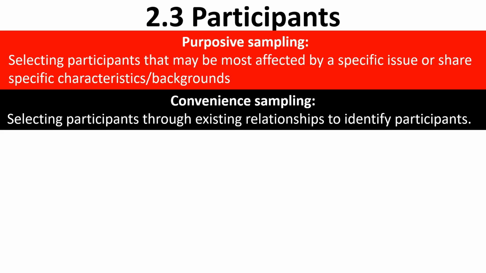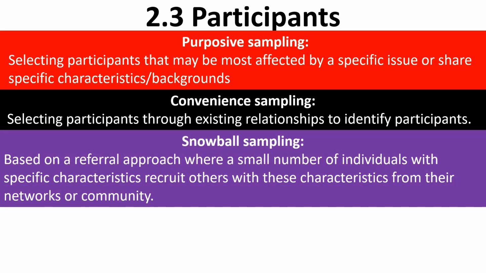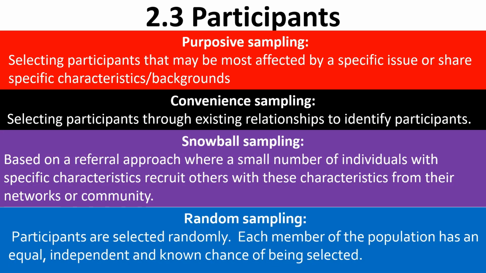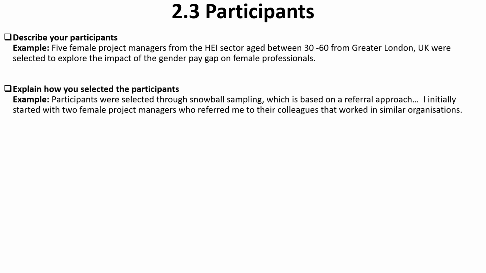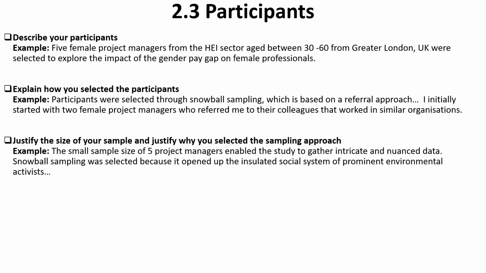After the research design, you need to think about your participants. How will you gain participants for your study? Which sampling method will you use? Will you use convenient sampling, snowball sampling, or random sampling? Which sampling method will you use? So in 2.3, you should describe your participants, explain how you selected the participants, justify the size of your sample, and justify why you selected that particular sampling approach.